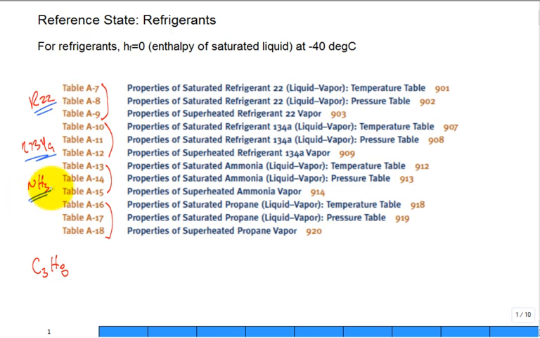Ammonia is used in large plants for refrigerant. And propane is used in more exotic applications. It's not as heavily used, but can be used as a refrigerant.